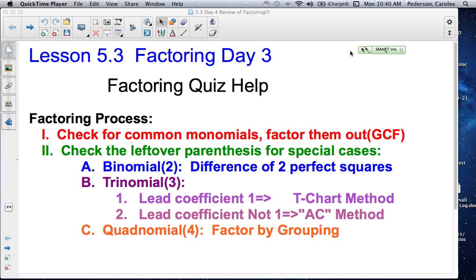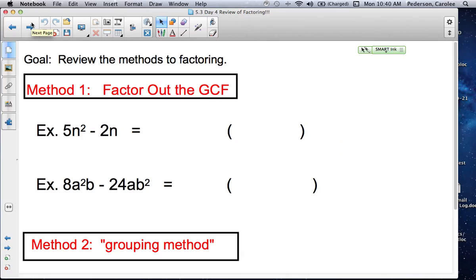And then once you take out the GCF, you have a few different choices. A binomial, you can use the difference of two squares. A trinomial, you either have the T-chart method or the AC method, depending on what the leading coefficient is. And then a quadnomial is when you factor by grouping. I'm just going to go through each of these methods for you to prepare for your quiz.